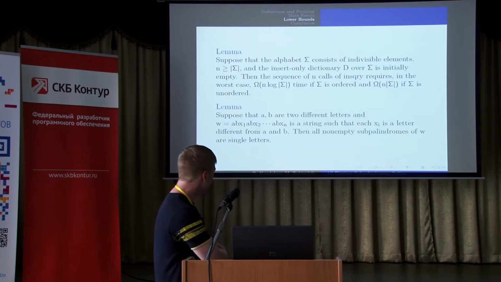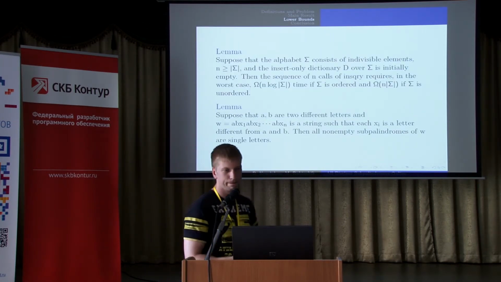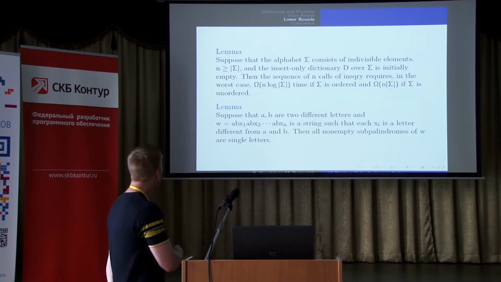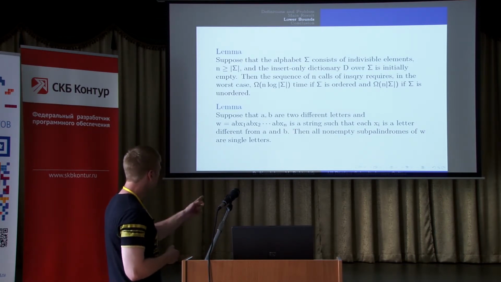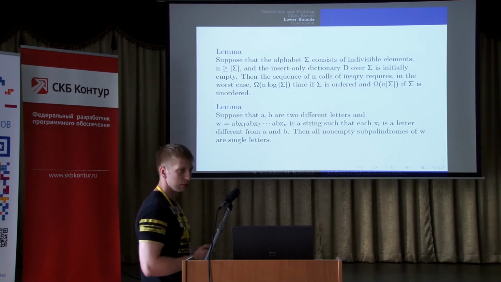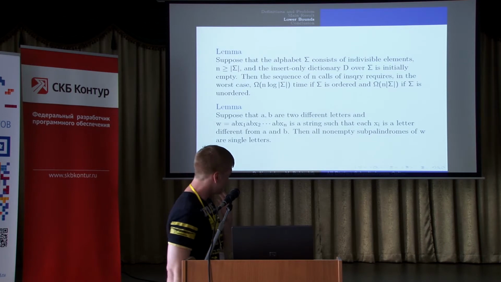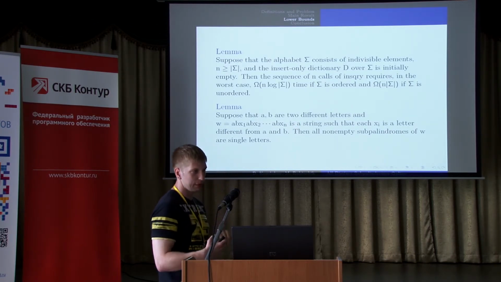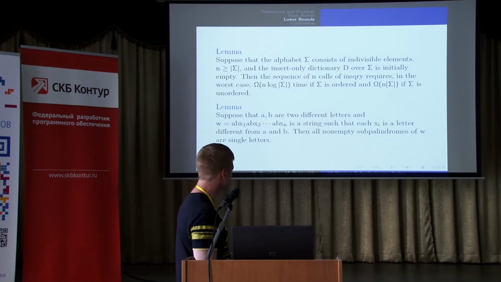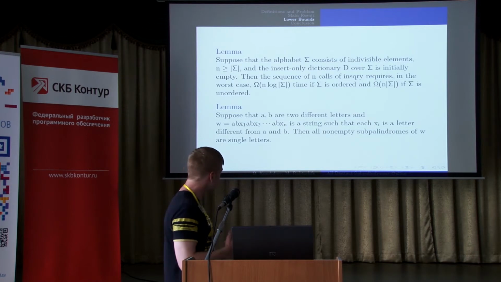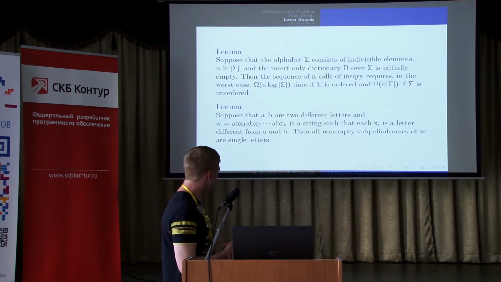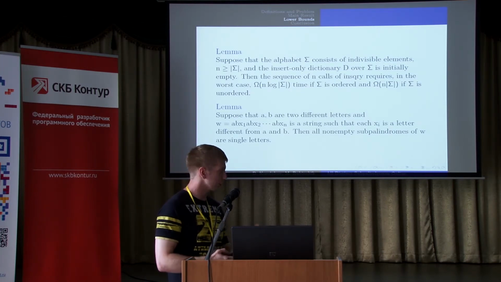Construction of the dictionary relies on the second lemma. Suppose A and B are two different letters, so the following string has only one-letter subpalindromes. So to implement the insert operation, we append consecutively A, B, X to the string. And if our black box shows that the number of subpalindromes increases, then the X added by the insert operation is new to this dictionary. Otherwise, it is already there.